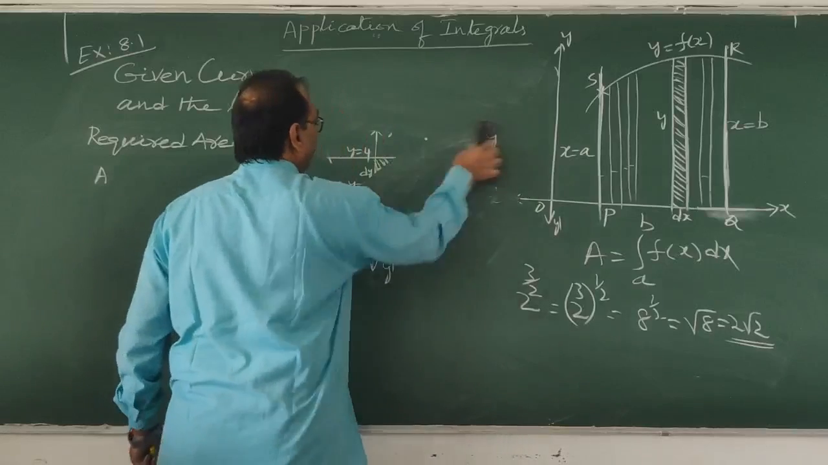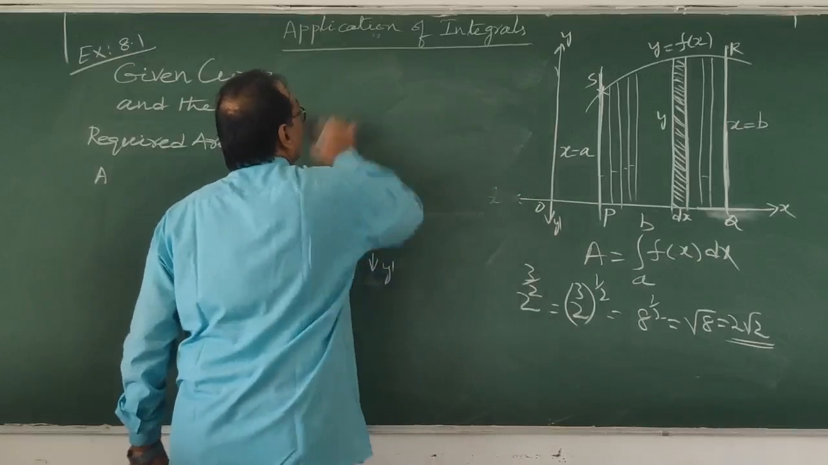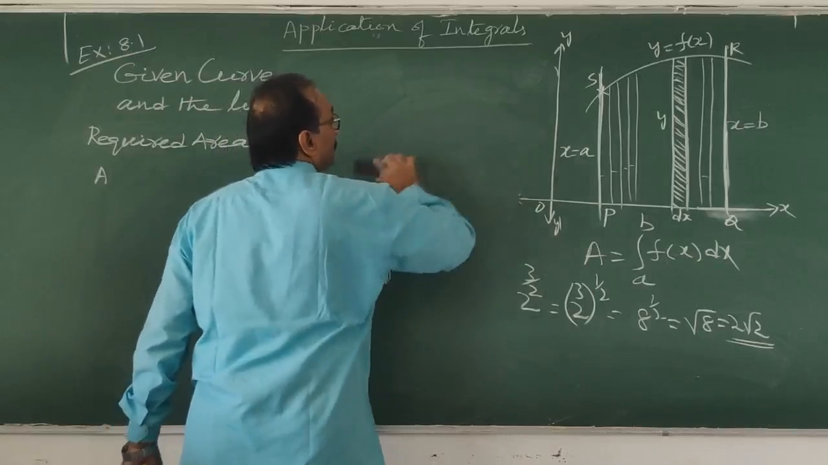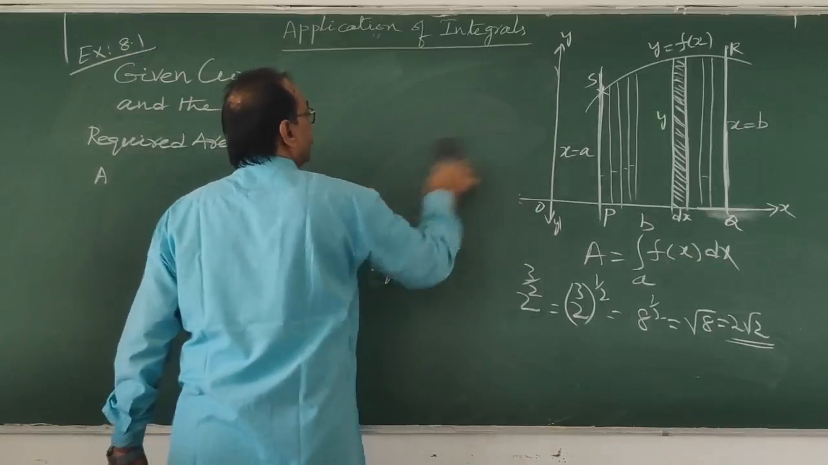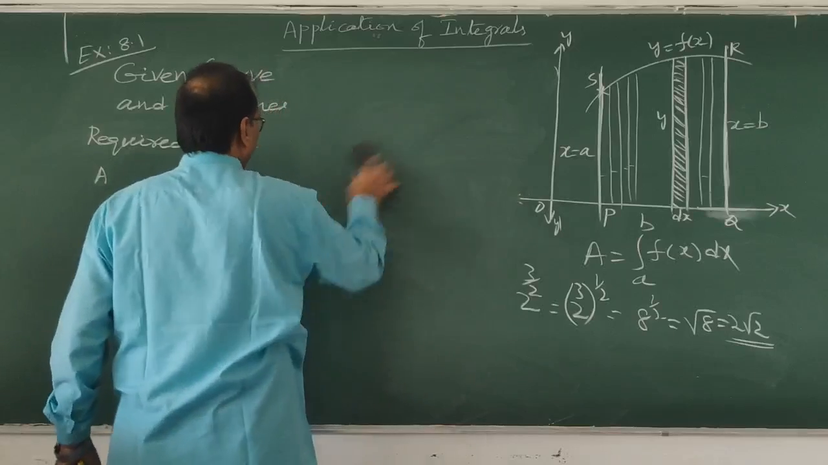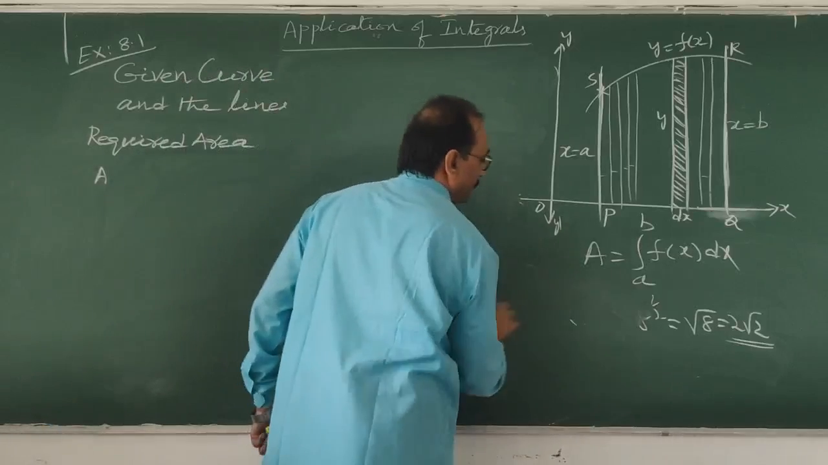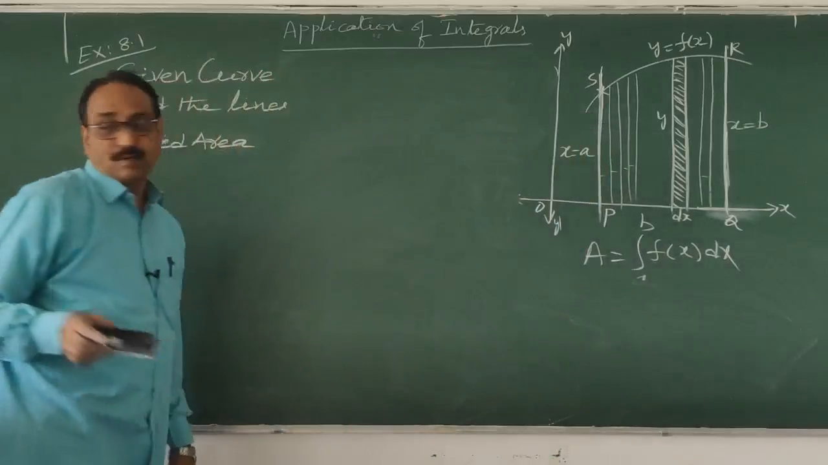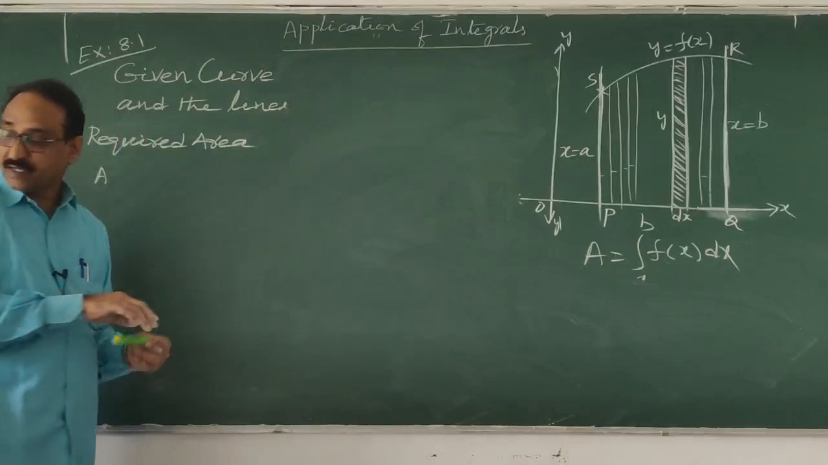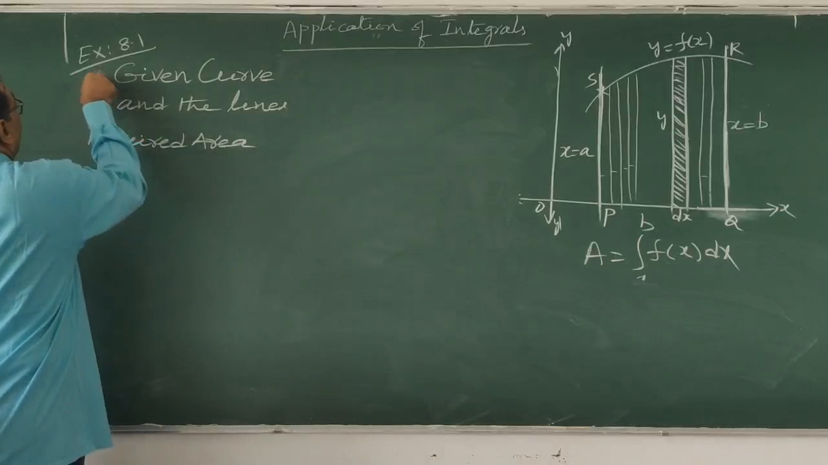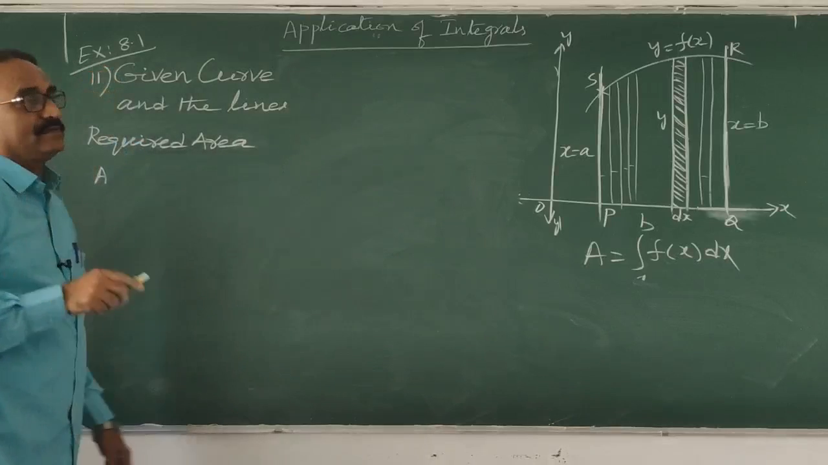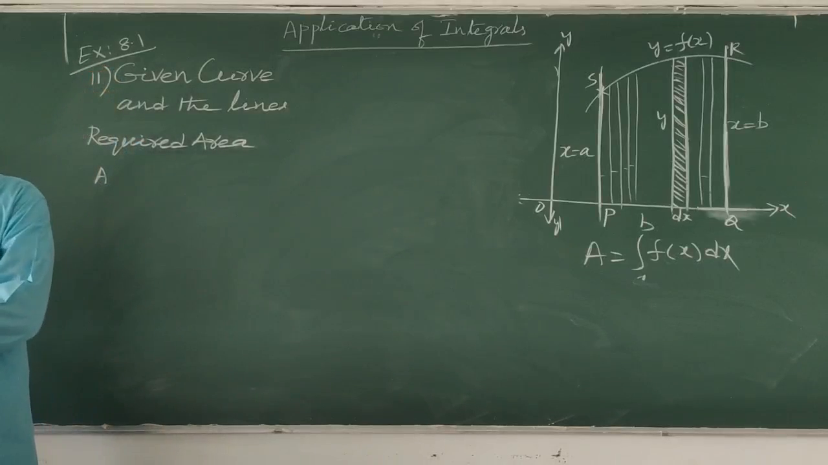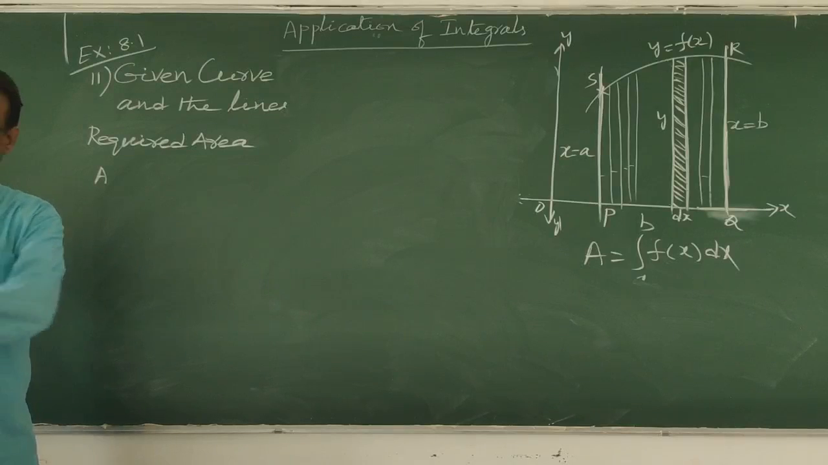I'll tell you all now. Slowly, whichever I taught you, you also practice that. Then without any problem, you will get it. Now, let us see. Problem number 11 this time. 1, 2, 3 over. Now problem number 11, which is nothing but the fourth problem.